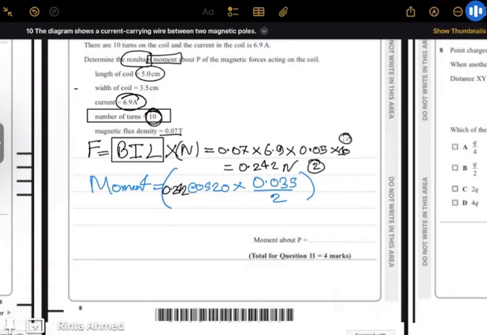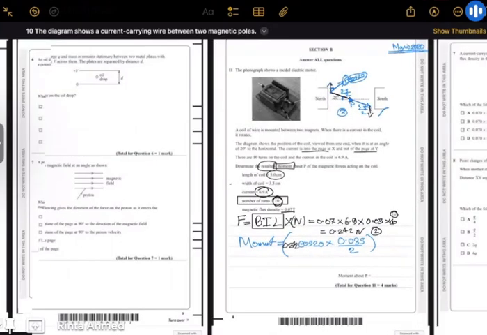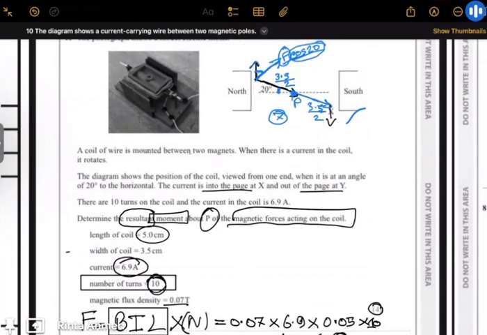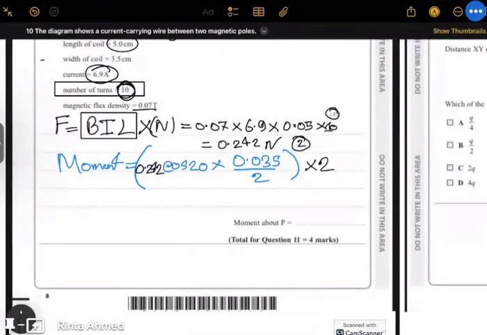Another thing that I want to show you is that they said resultant moment about P of the magnetic force acting on the coil. Up to now we have found out only this part. We have to also find out this part as well. So we have to multiply this by 2. We have just found out half of them. We have to find the resultant moment acting on P. We have found out this portion of P, we haven't found out this portion yet. So we have to double it.